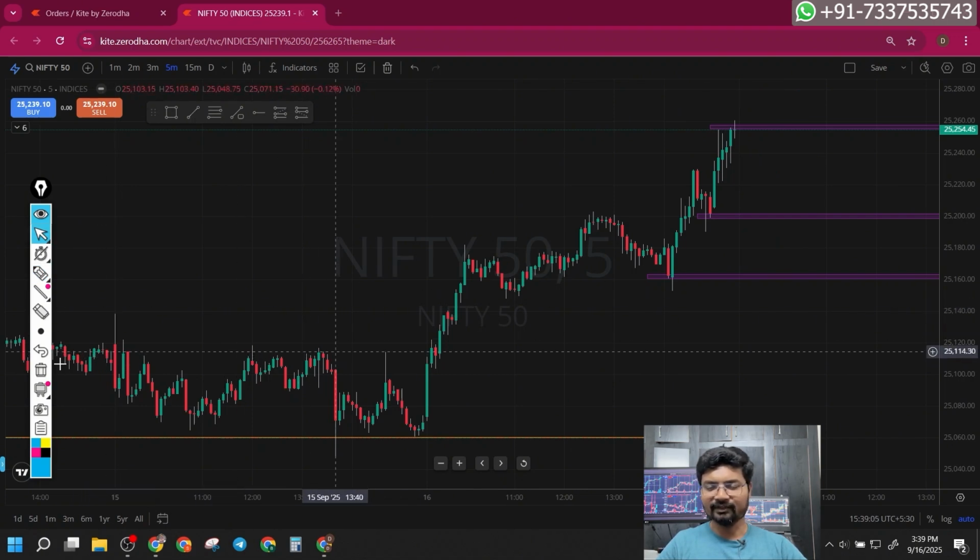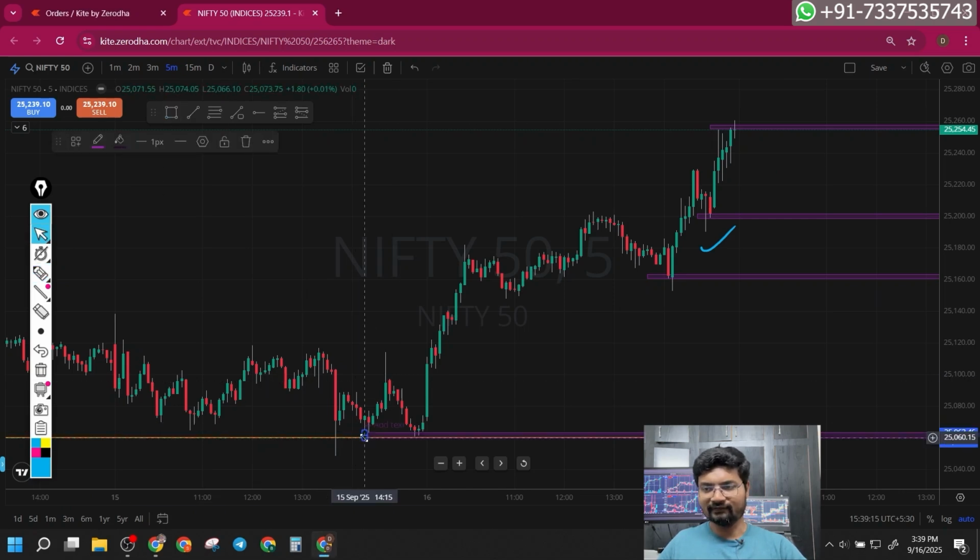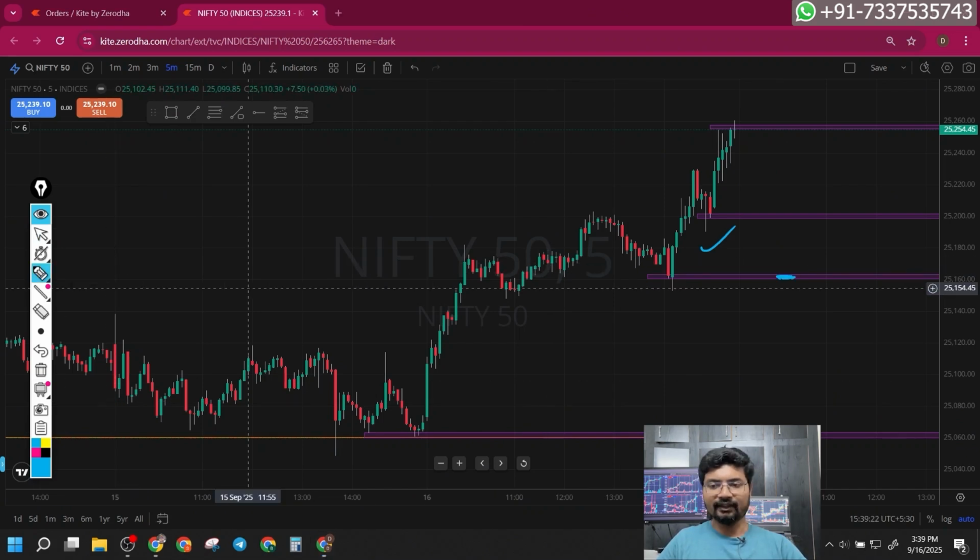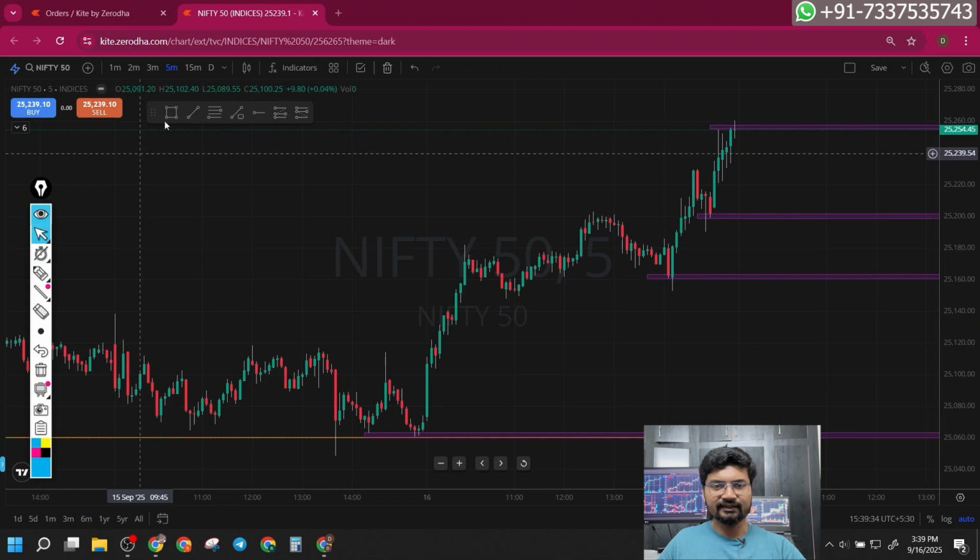Let's go to higher time frame, and these are the levels that are necessary for today. Even if you want, you can mark this level, this one. This is another support level which is around 100 points away from this low. From this low point, this is 100 points low. Let's go to higher time frame and let's see what is happening.